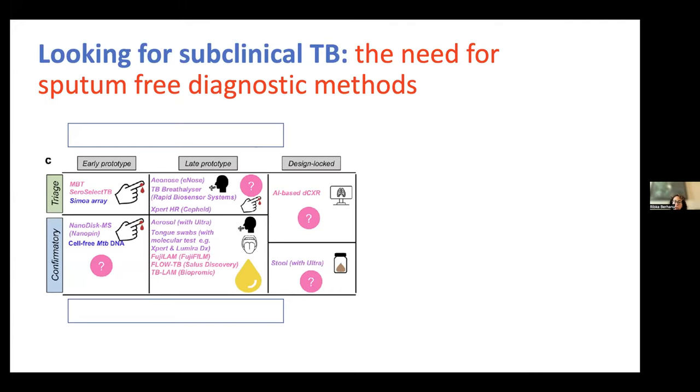And then in terms of confirmatory testing, for people who can't produce sputum, there's pretty good data on tongue swabs. So tongue seems to perform better than the buccal mucosa, the mucosa of the cheek. Tongue swabs for TB, and potentially spit for TB, may also be a good test. And then the other ones, LAM, et cetera, are more for TB in advanced HIV populations. They don't really apply to subclinical disease.